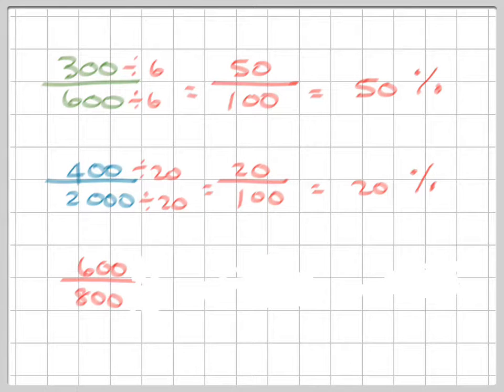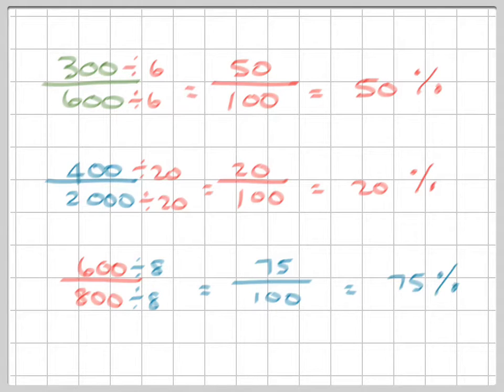Let's look at one more. So for 800 to become 100 as a denominator, we're going to have to divide by 8. And we'll do the same to the numerator. And then we're going to end up with 75 over 100, which is already in percentage form, which means we can write it as 75%.